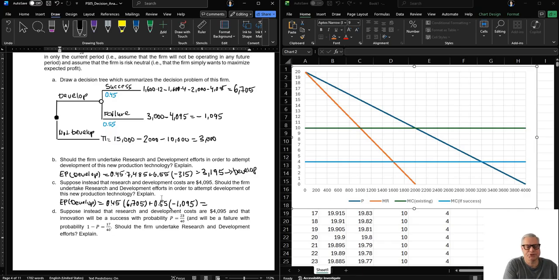Okay, so now the question is, is this still more than 3,000? Probably not, but let's check. 0.45 times 6,705 plus 0.55 times negative 1,095, and now I get 2,415. Again, I hope I didn't make a mistake. But under this scenario, the decision would now be not develop.